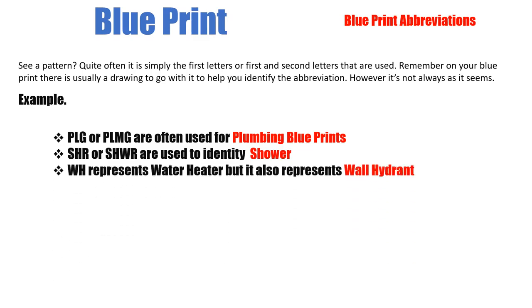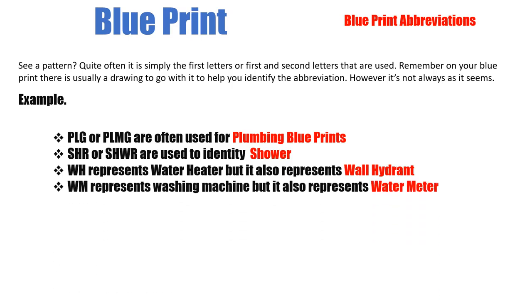WH represents water heater, but it also represents a wall hydrant. WM represents a washing machine. It also represents the water meter. So these are examples where you would have to have the abbreviation with the symbol, just to clarify exactly what it is the blueprint is dealing with. L or LGTH are often used for length.